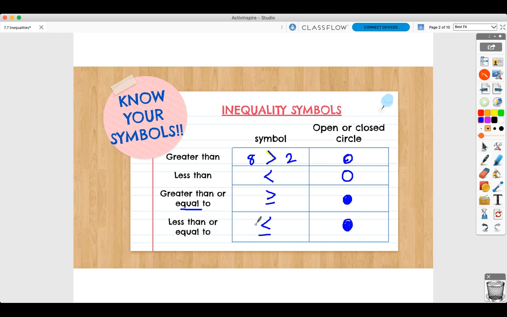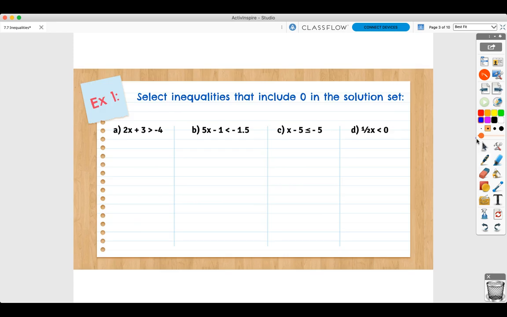That just means that 8 is less than or equal to 8, or 7 is less than or equal to 8, because that's what makes it true. That number can be a solution to the inequality for the set.